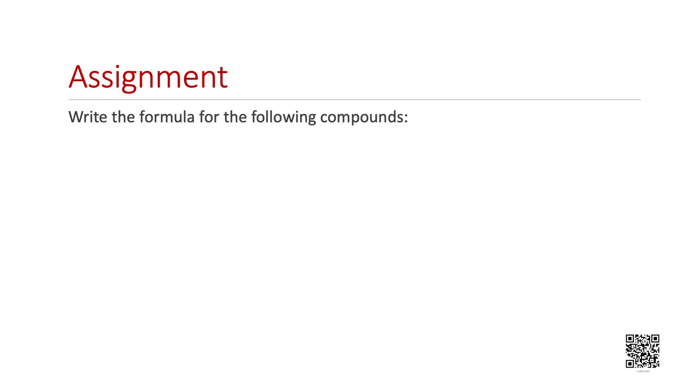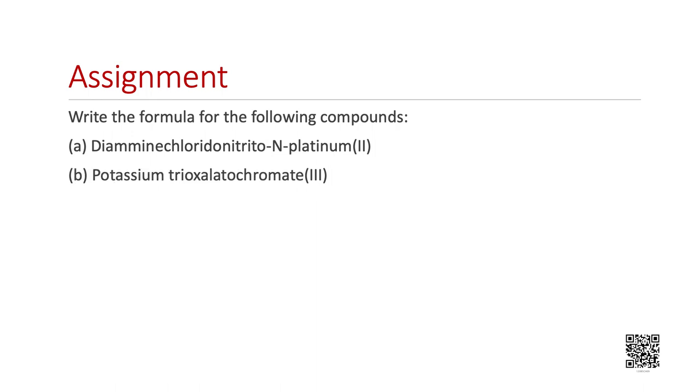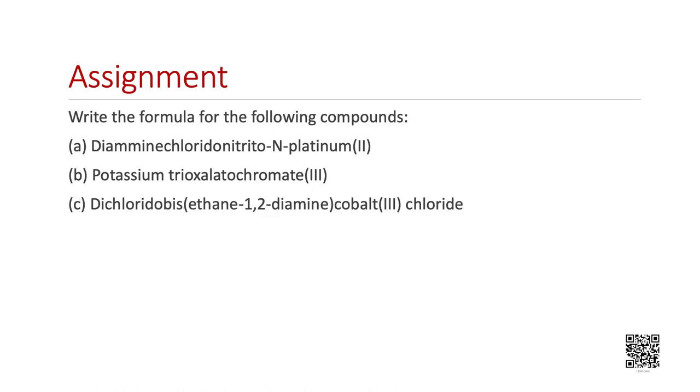Before we end today's discussion, let me leave you with an assignment. Write the formula of the following compounds. The first one, diammine chlorido nitrito-N platinum(II). The second complex here is potassium trioxalato chromate(III). The third one is dichlorido bis(ethane-1,2-diamine) cobalt(III) chloride. Pentaammine carbonato cobalt(III) chloride.